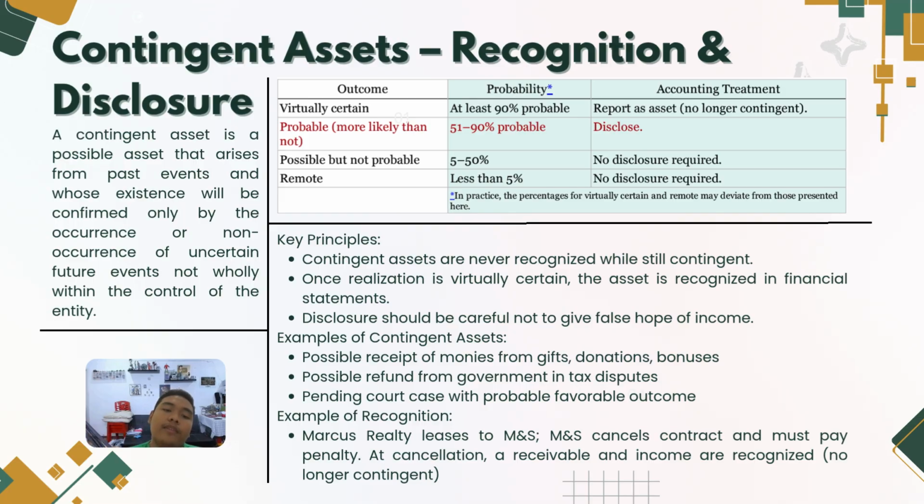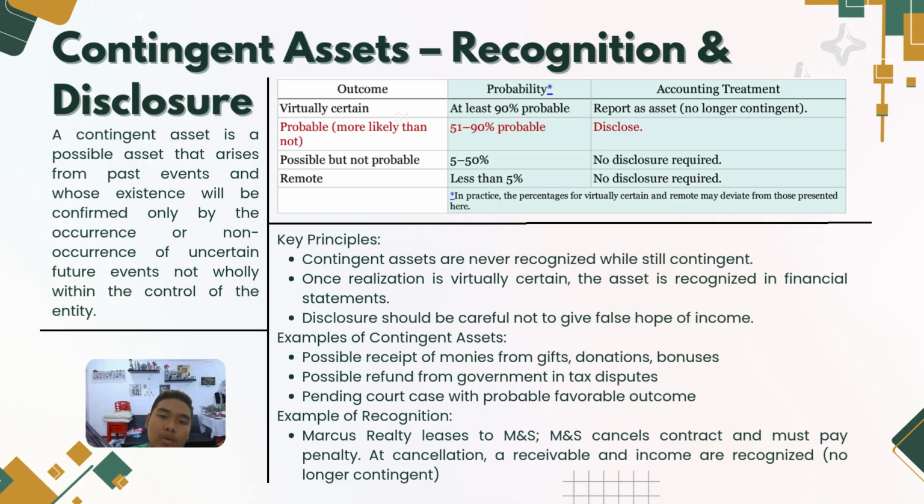If it's only possible but not probable, between 5 and 50%, no disclosure is required. And if it is remote, less than 5%, no disclosure is needed. And here is the key principle. Contingent assets are never recognized while they are still contingent. Once realization becomes virtually certain, the asset is recognized in the financial statements, and we must be careful with disclosure so that we do not give false hope of income.